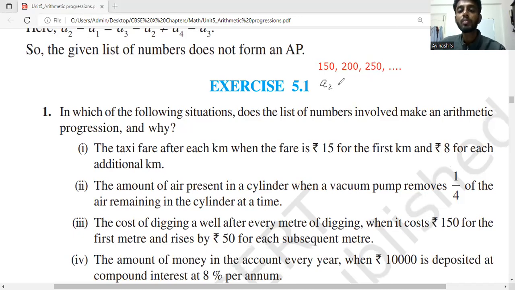When you do A2 minus A1 here, you get 200 minus 150, so you get 50. Likewise, if you do A3 minus A2, third term minus second term, you get 250 minus 200, you get 50. So you can clearly see the common difference is the same. Therefore, it is an AP. With respect to the third subdivision, it is an AP.